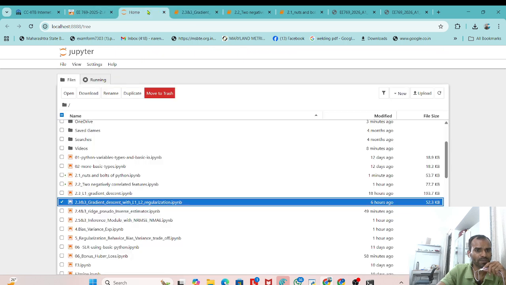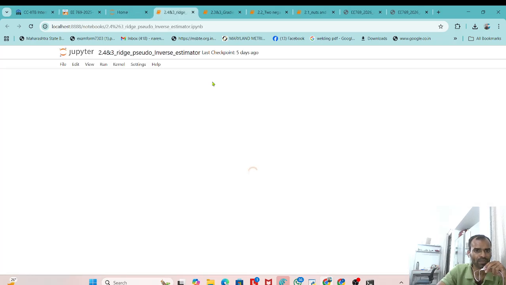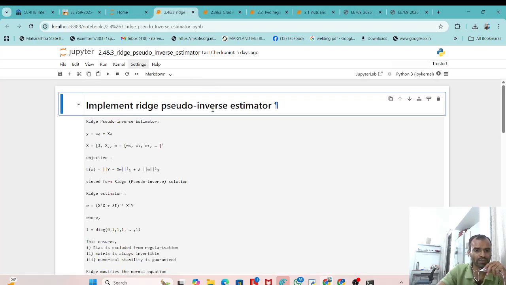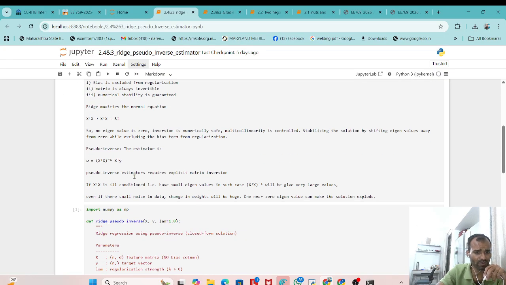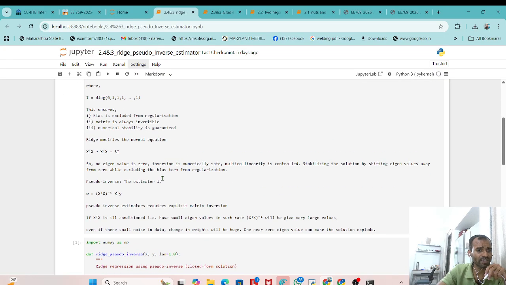Next, let's move to the next problem, which also covers both things. This is the ridge pseudo inverse estimator. There are two models: the ridge model and the pseudo inverse estimator, and we are using both combined. If we use only the pseudo inverse estimator, then what will happen? You will get the weights like this. So this is the weight.